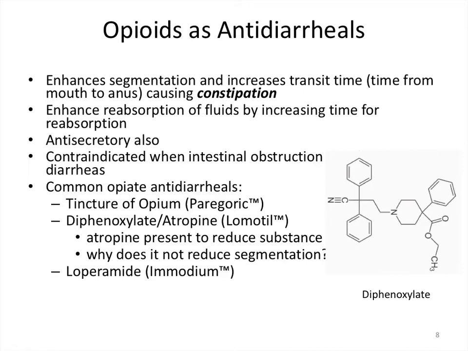Now, remember, I mentioned that the atropine really is not doing anything but making it less likely to be abused by humans. And it doesn't reduce segmentation because the opioid works directly on the smooth muscle. And we also have loperamide. Now, both of these are used as anti-secretory agents, and indeed, the antimuscarinic agent would have its effect on secretory types of diarrhea.